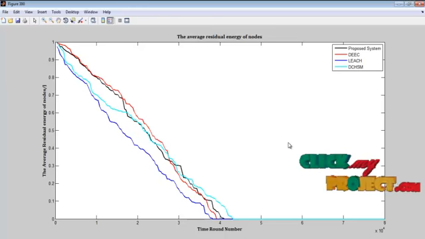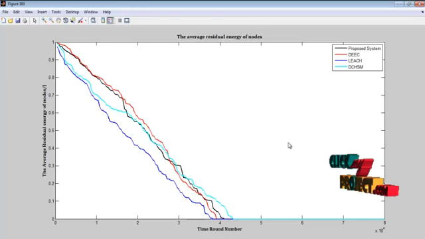Here the cluster head selection has been performed based on the first stage of cluster head and the second stage of cluster head selection.